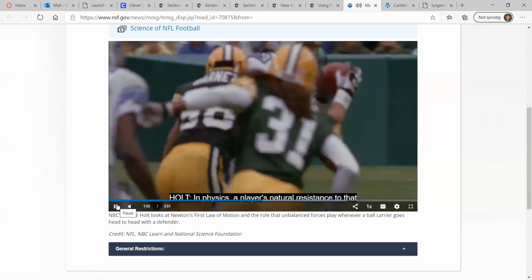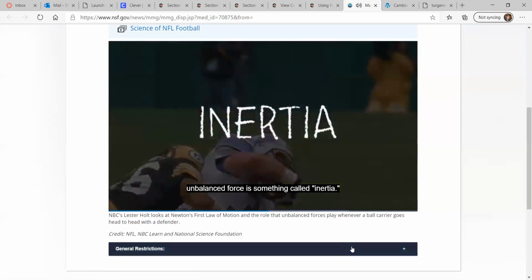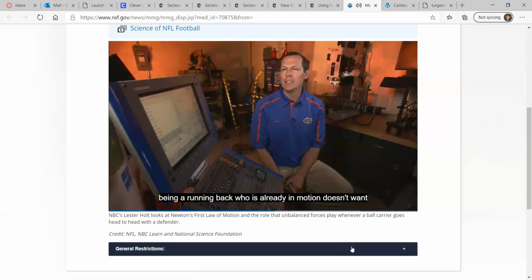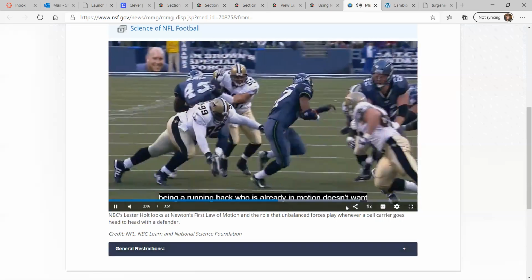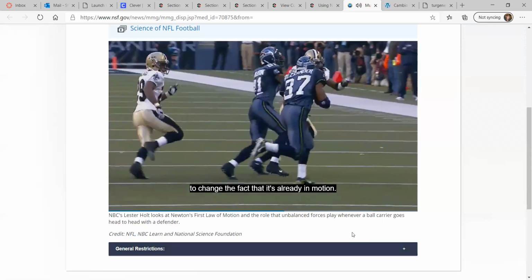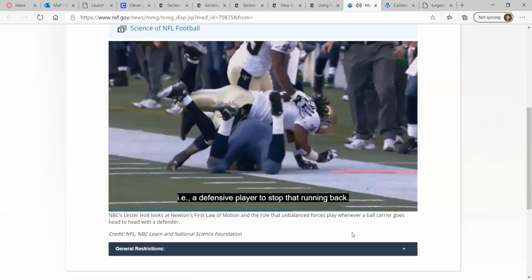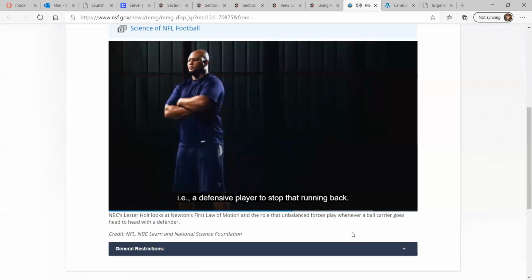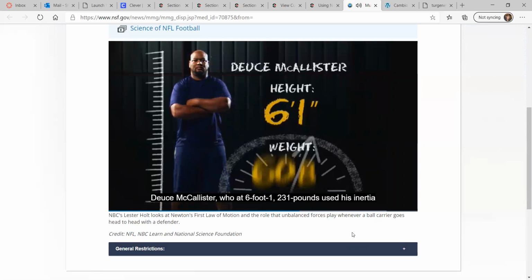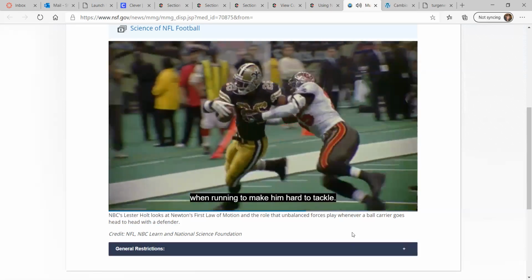In physics, a player's natural resistance to that unbalanced force is something called inertia. On the football field, you can think about inertia as being a running back who's already in motion, doesn't want to change the fact that it's already in motion. So it's going to take some external unbalanced force, i.e. a defensive player, to stop that running back. Consider former New Orleans Saints running back Deuce McAllister, who at 6'1", 231 pounds, used his inertia when running to make it hard to tackle.